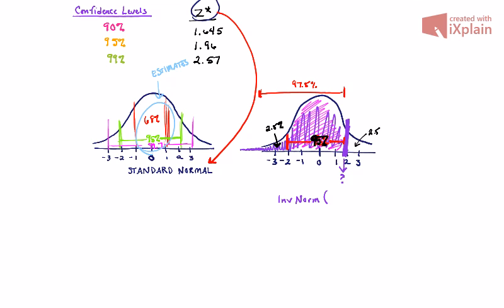So the 97.5% is the 2.5% plus the 95%. So when we put this into our inverse norm function, remember that this is the percentile that goes in the first value. So there's our 97.5. Sorry about that. Remember, we want to write our value as a decimal.